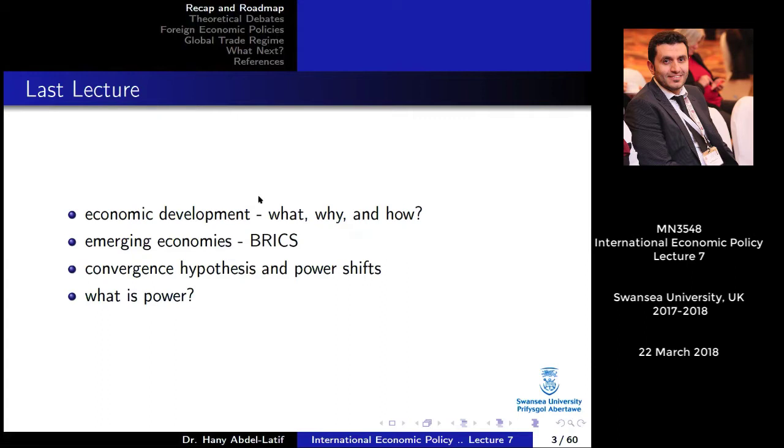Then we moved to discuss one of the examples of emerging economies. We looked at BRICS, Brazil, Russia, India, and China, and how they have emerged as very important players in the world economy. We looked at different aspects, their GDP, their share in world economic growth, etc. One important concept that we explained as well is the convergence hypothesis. It's related to an observation when economists noticed that developing or poor countries are growing faster than developed or advanced economies.